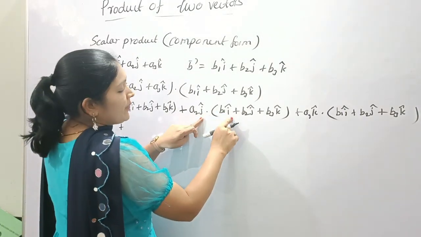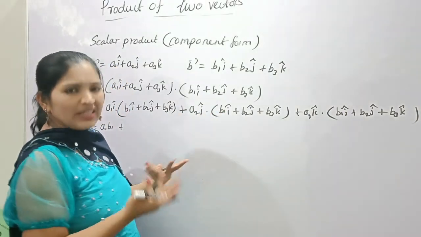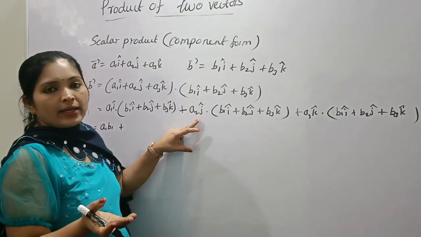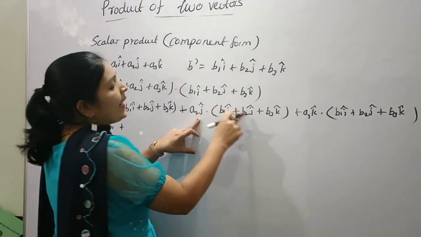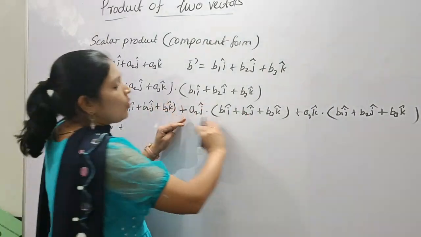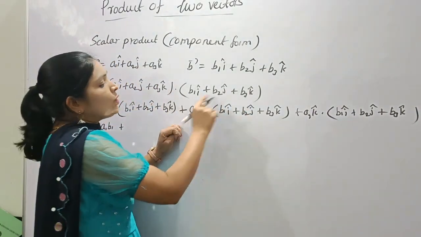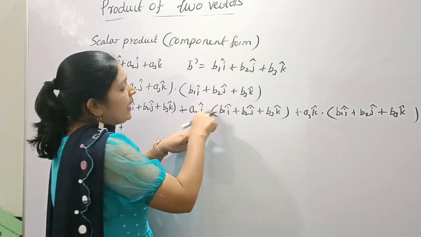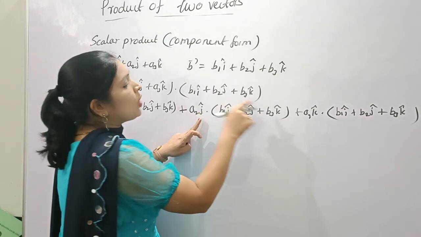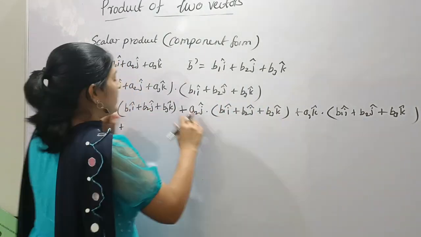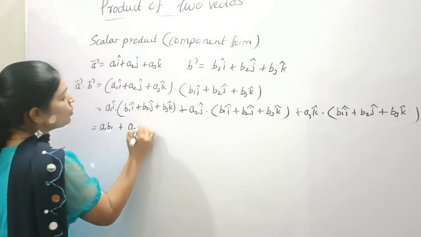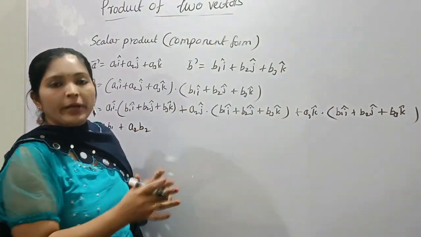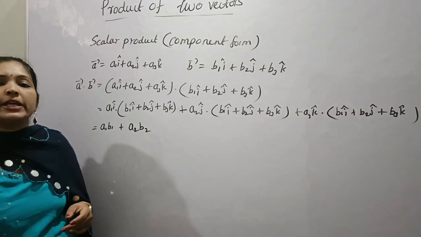a2 j dot b1 i, that is here a2 and b1 real numbers, scalar. So here j dot i is also 0 and j dot j is 1. So here also we will get only one term, that is a2 b2. Right? Remaining terms will be 0. Why? Because j dot i is 0, j dot k is also 0. Therefore, here we will get a2 b2. a2 j dot b2 j, that is a2 b2 j dot j. j dot j is 1.